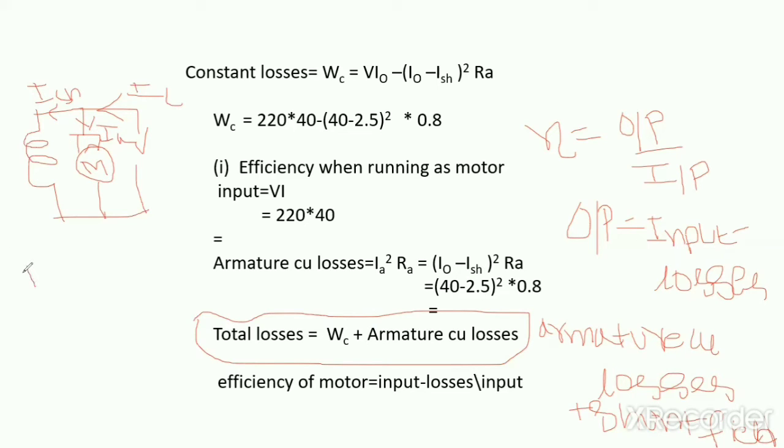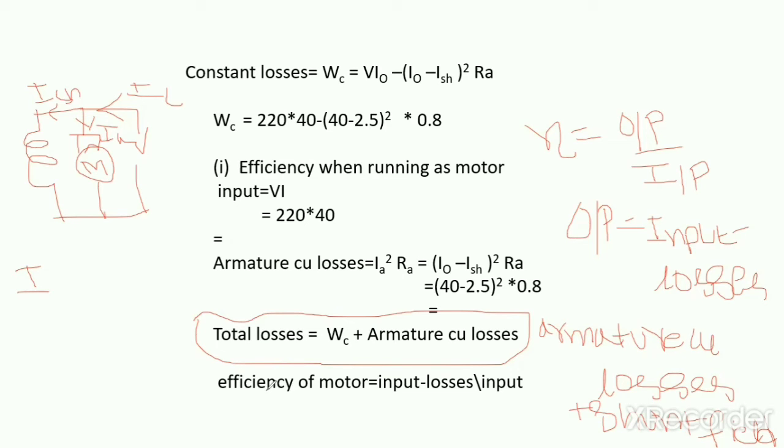Therefore, write down the formula for IA. IA is equal to IL minus ISH. It is no load, that means IL is equal to I naught. Therefore it is I naught minus ISH whole square into RA. RA is the armature resistance.